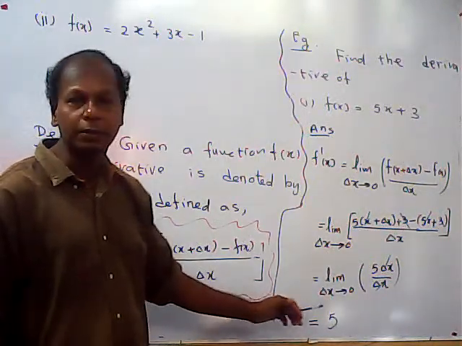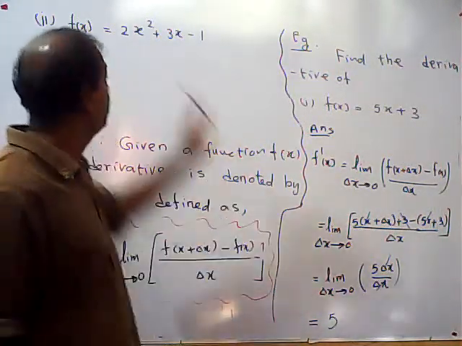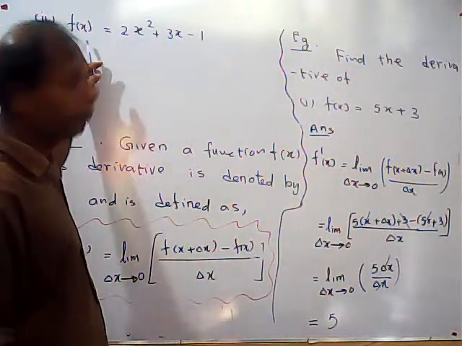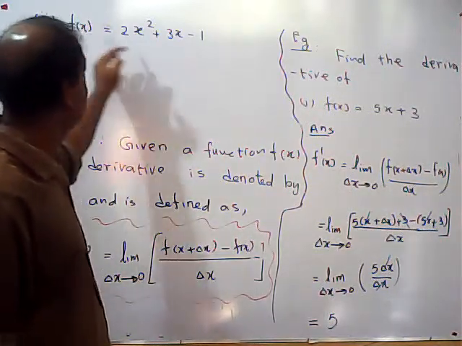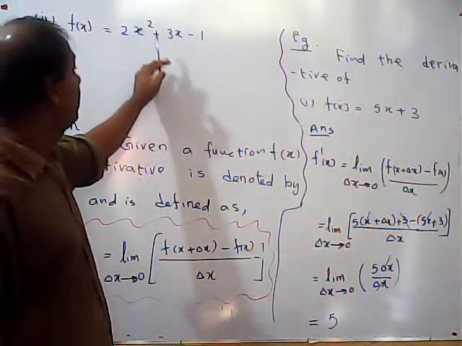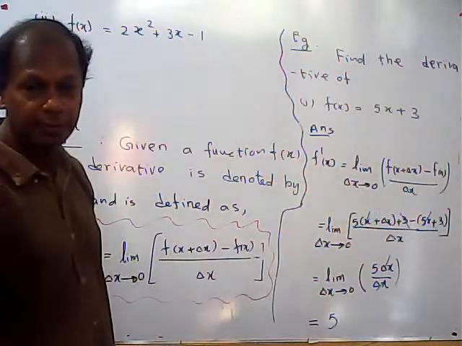If you have finished copying this, you can go to the second example. You have to find the derivative of f x equals 2x squared plus 3x minus 1.